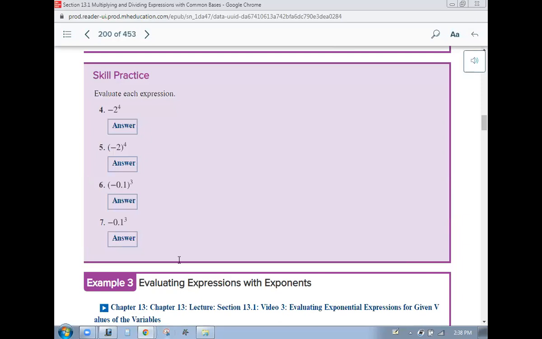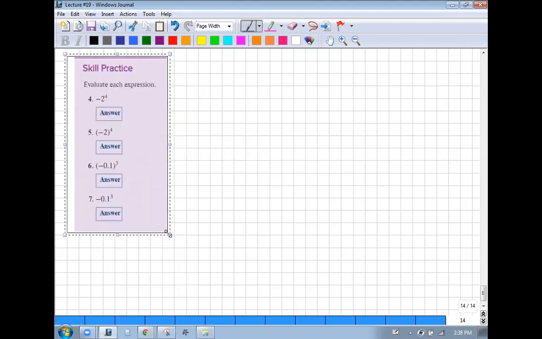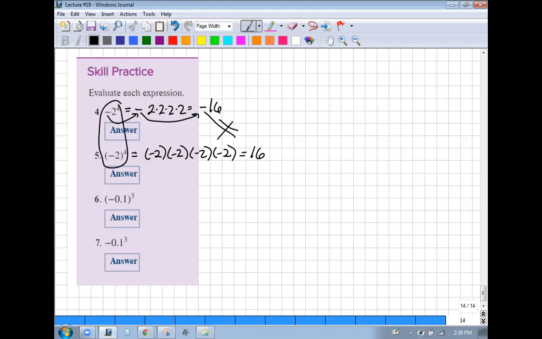Another example. -2 to the 4th. So we have a minus, and then 2 times 2 times 2 times 2. So we keep this minus. 2 times 2 is 4, times 2 is 8, times 2 is 16. This one is a -2 times -2 times a -2 times a -2. 1, 2, 3, 4 minuses, they all cancel out. And the 4 2's give us 16. So notice that these are not equal, all right? These are not the same thing.